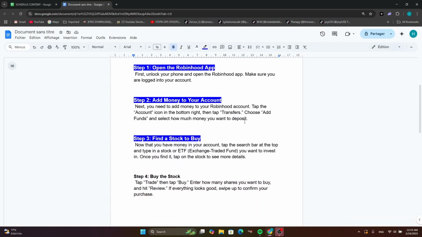After that, add money to your account. So how to do that? Next, you need to add money to your Robinhood account. Tap the account icon on the bottom right. Then tap transfers, choose add funds and select how much money you want to deposit.